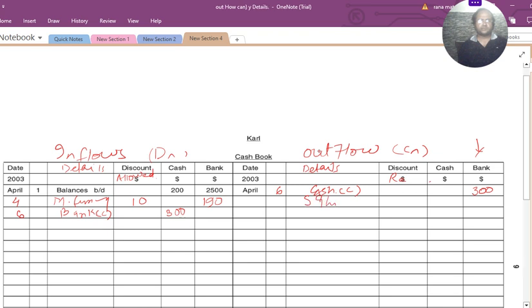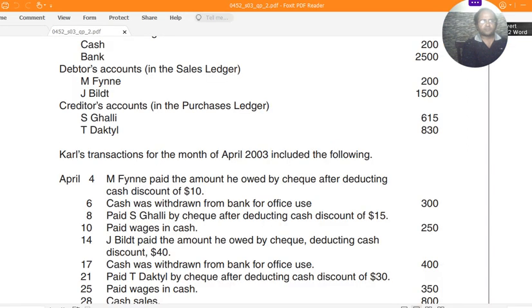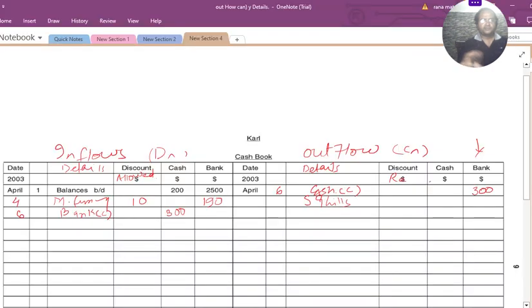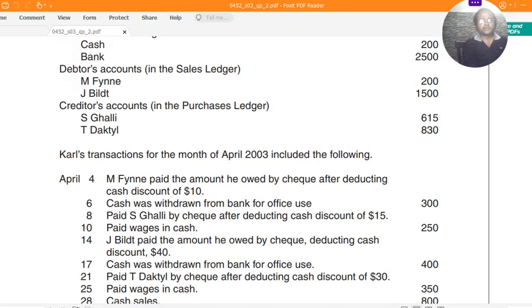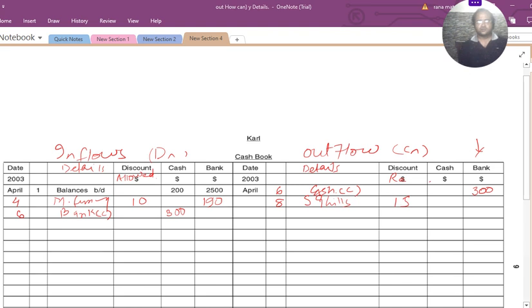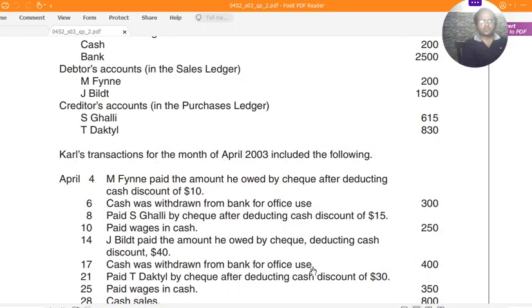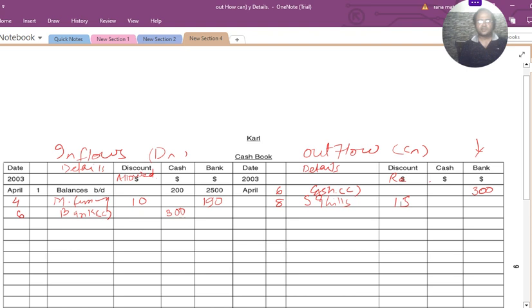When the company pays S Gilly, the date and the 15% discount are recorded, and we pay him through check or cash, here by check. So it means that our bank decreases by 600. So we record 600 here on the credit side.